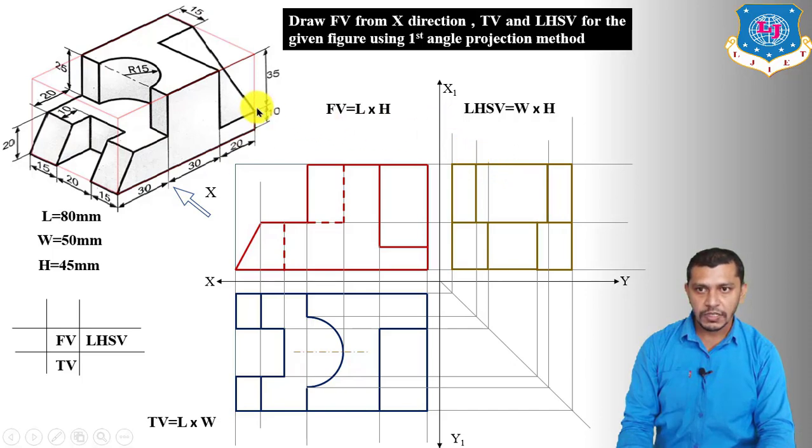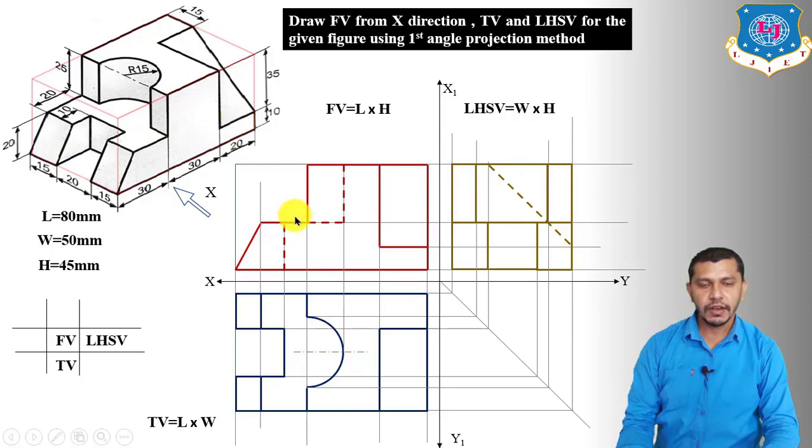Now we have to find out this point. So for that we will take the projection from the front view of this point. So from the front view, take the projection of this point over here. So we will get this point exactly over here. So connect this point to this point, this point to this point. By the hidden outline, we will get the side view of this inclined face. So these are the final front view, top view and the left hand side view of the given object.